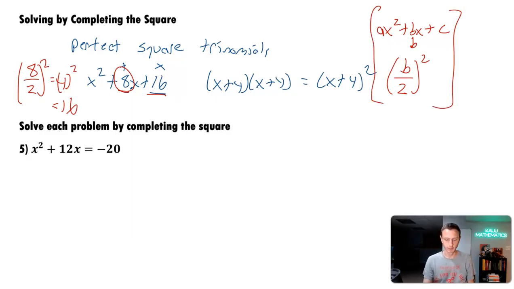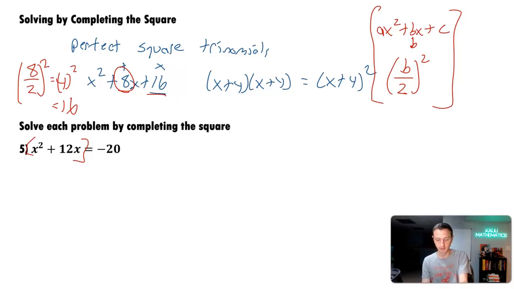So let's take a look at this problem, because we're going to need to know that in order to complete the square. Because we want to create a perfect square trinomial. So on this number 5, solve each problem by completing the square. x squared plus 12x equals negative 20. So when we're completing the square, we want these terms on the one side of the equal sign by itself. And then we want that constant on the other.